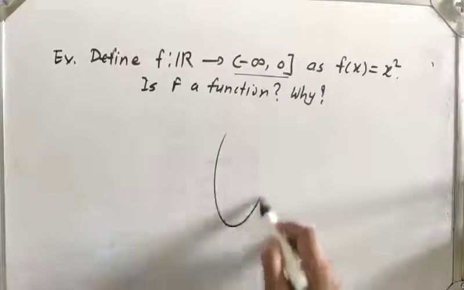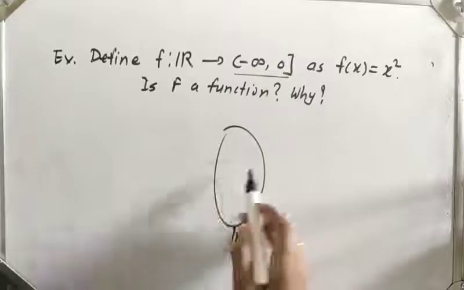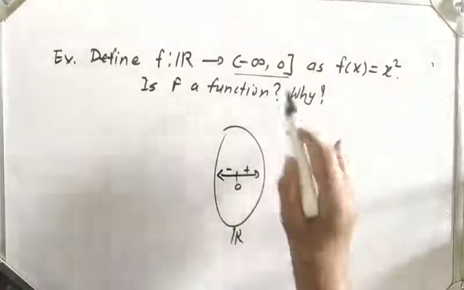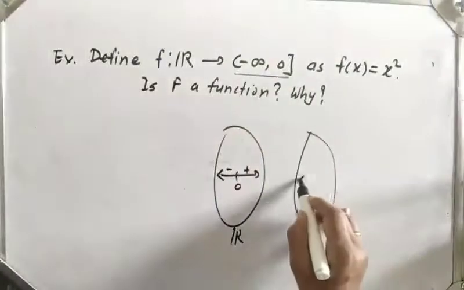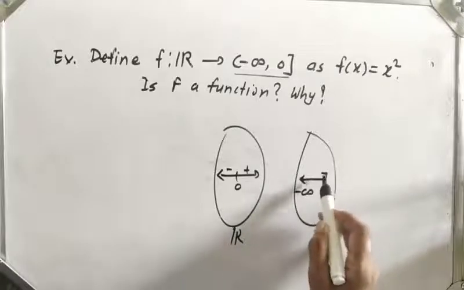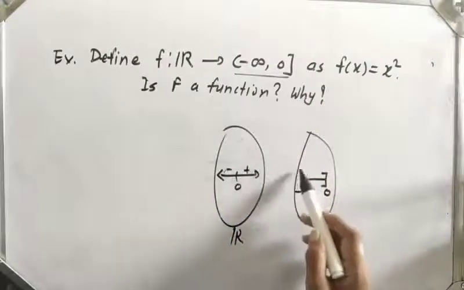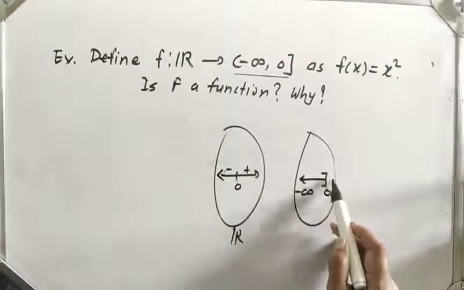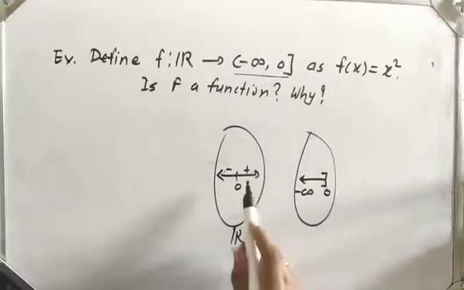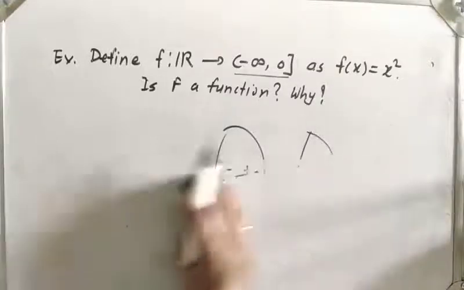We are taking what is given. This is R. R means the set, that is the real line: 0, negative numbers, positive numbers. And what is codomain? Minus infinity to 0. All are negative. And what is the function? f of x is x square. So the square of all these will definitely be positive. So definitely the squares of all these numbers are not included in codomain. Therefore this f is not a function.